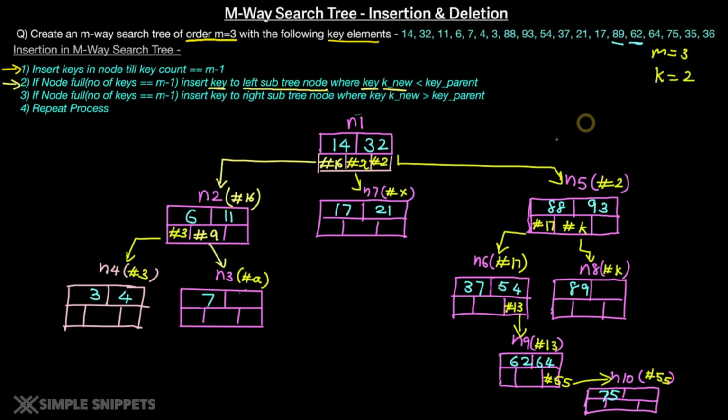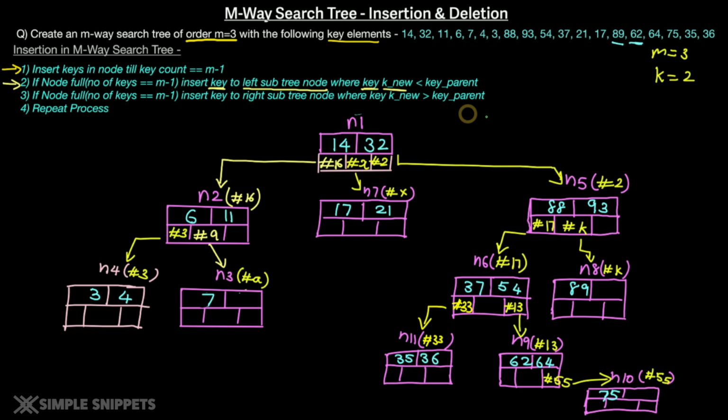Then we have 35 and 36. So 35 is greater than 32. We have to go to the right. But 35 is smaller than 88. We have to go to the left. 35 is also smaller than 37, which means we'll have to create a new node over here at the left of 37. So let's do that. And the last two numbers are going to be stored over here itself, 35 and 36. Both of them are smaller than 37, right? So let's write them over here, and this basically completes our entire M-way search tree insertion process.